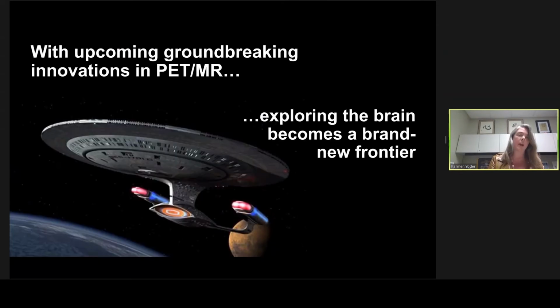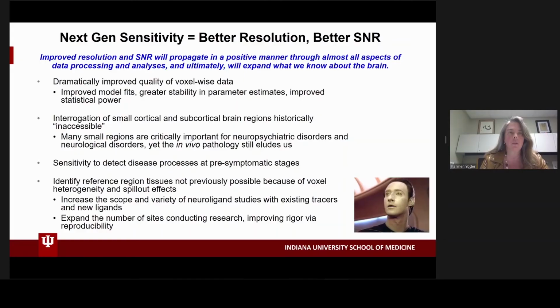And this is why I'm very excited to learn about the upcoming innovations in PET MR technology that hopefully will be available to us very soon. I really think this is going to be a game changer on several levels for those of us doing neuroligand PET research. Because increased sensitivity is going to mean better resolution and better signal-to-noise ratio. And this is just going to have positive effects through our entire acquisition and data processing stream.